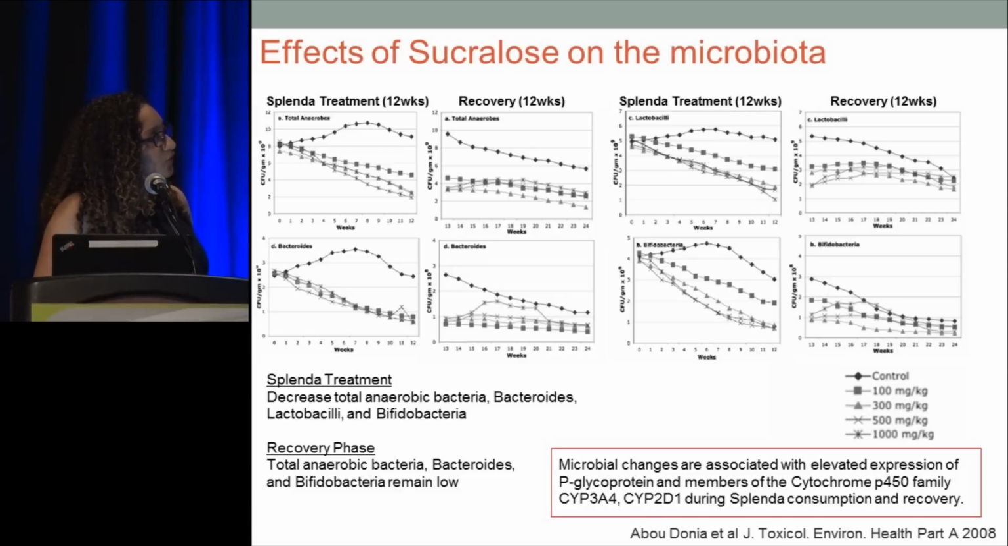And they gave it to them for 12 weeks, and then another group of mice had their Splenda water removed and were allowed to recover for an additional 12 weeks. So during the Splenda treatment period, there were decreases in total anaerobic bacteria, Bacteroides, Lactobacilli, and Bifidobacterium. All these bacterial taxa are involved in regulating host metabolism and immunity.